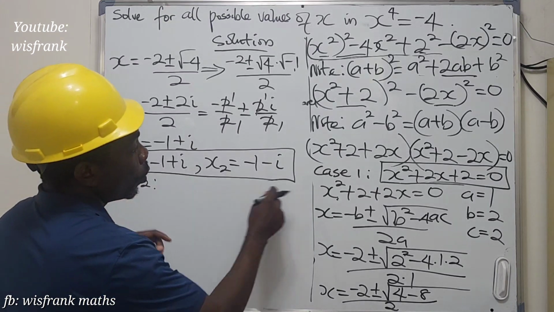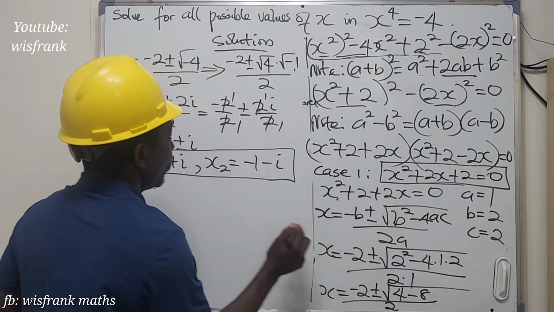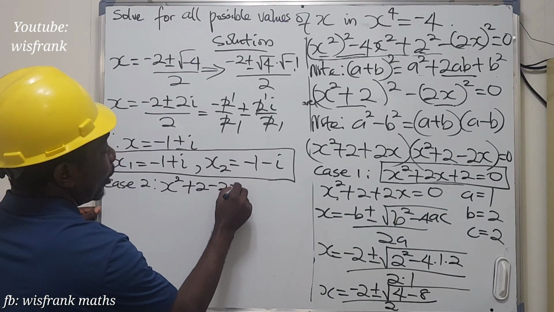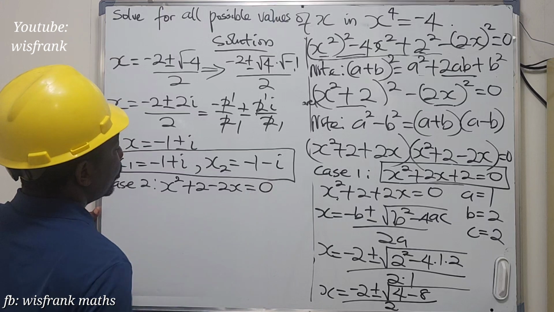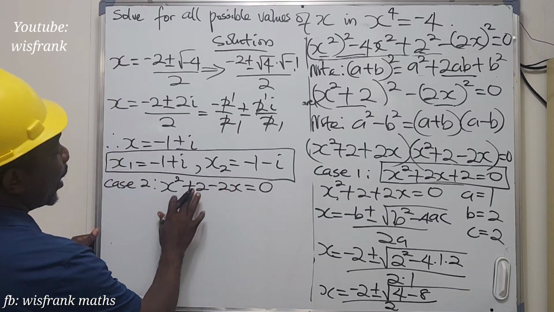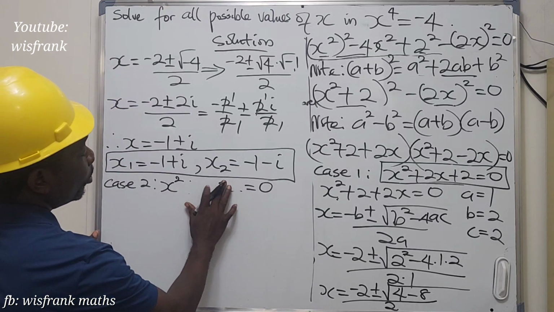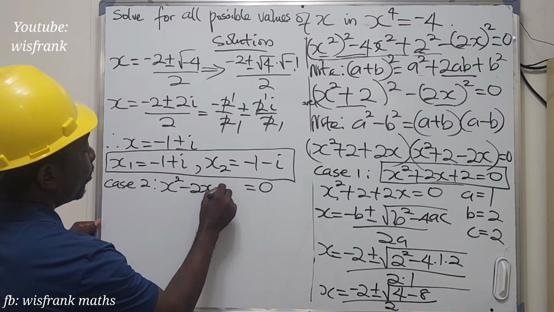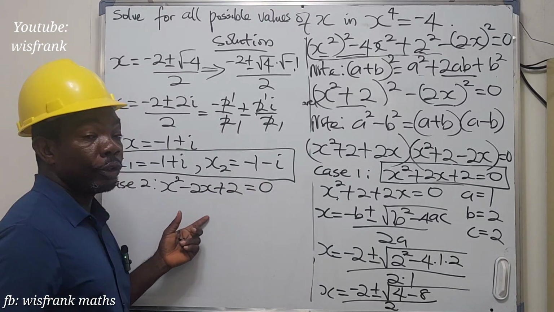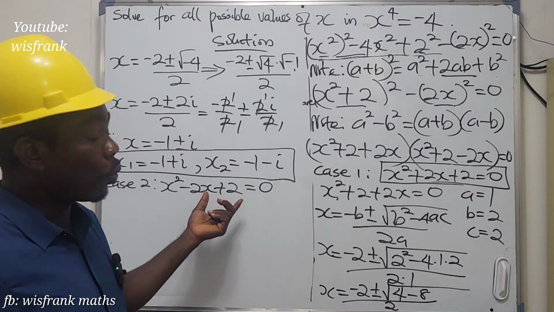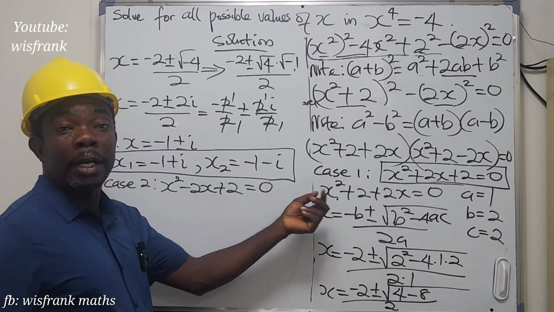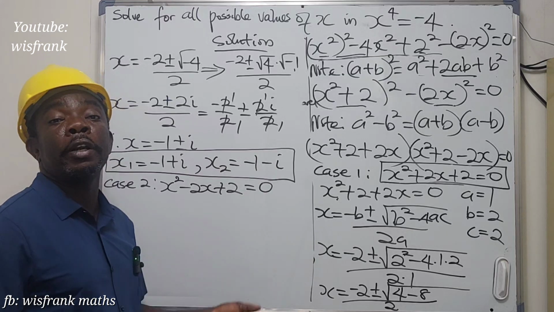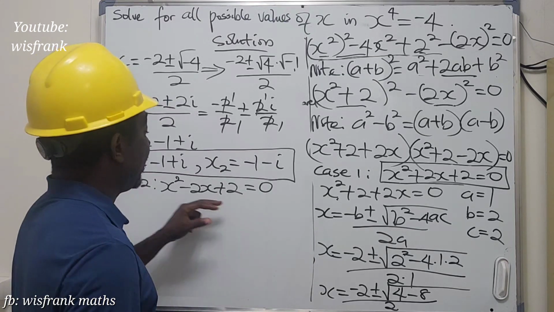For case 2, we take the second parenthesis, which is x to the power of 2 plus 2 minus 2x equals 0. In this case, we can rearrange this by bringing up the 2x here. So it's going to be x squared minus 2x plus 2 equals 0. And this is a quadratic equation. So we are going to use the same quadratic formula for us to find all the possible values of x in this equation.